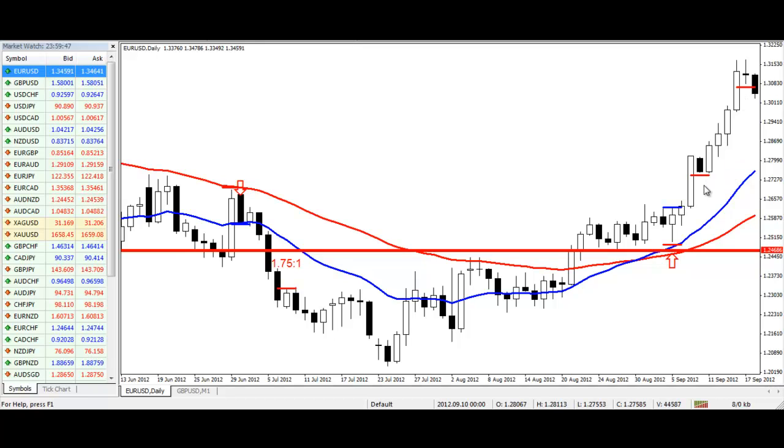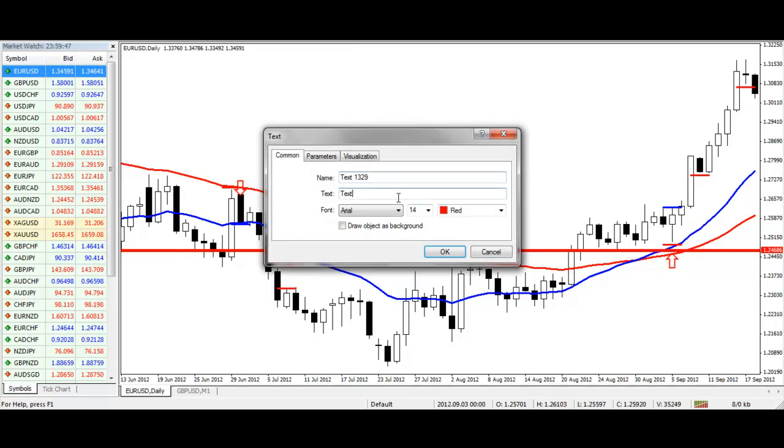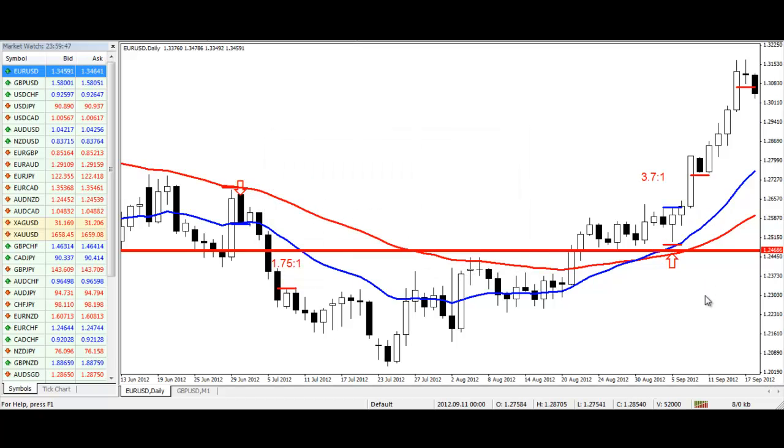And we'd be stopped out there. And that one was actually the best winning trade we've seen so far. That one resulted in around about a 3.7% gain, a 3.7 to 1 reward to risk, which is a really nice trade to have banked.